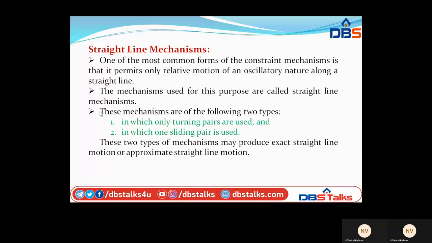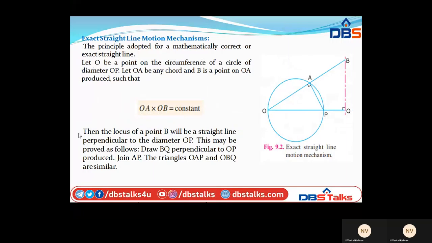If we have only turning pairs, that is one type of straight line mechanism, and the other one is either one sliding pair or turning pair. So it is compulsory to have one sliding pair. These two types of mechanisms may produce exact straight line motion mechanism or approximate straight line motion mechanism. In this topic, now we are going to discuss the exact straight line motion mechanisms.